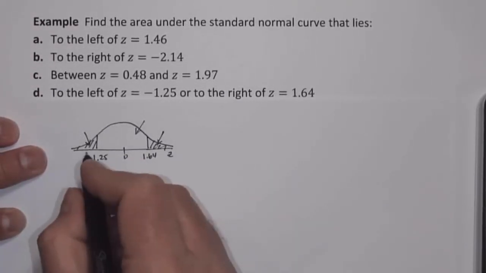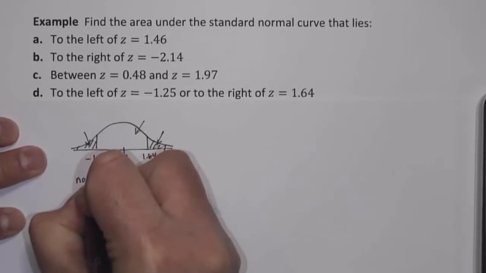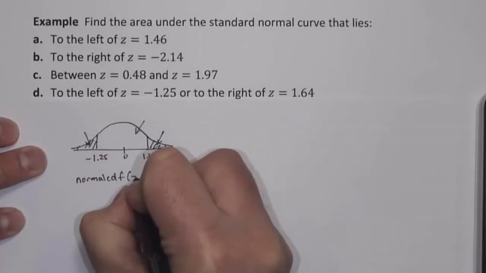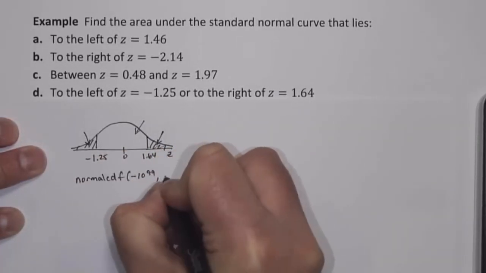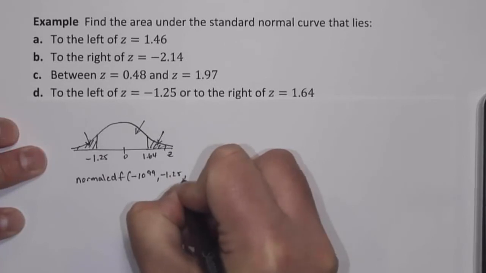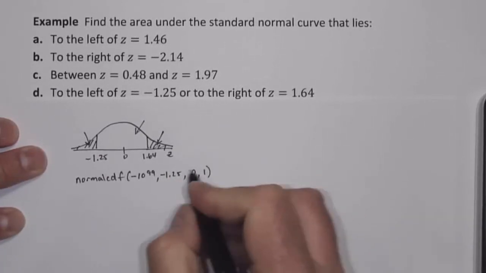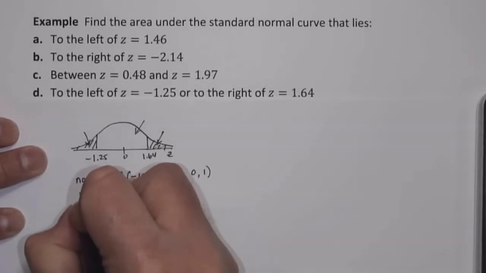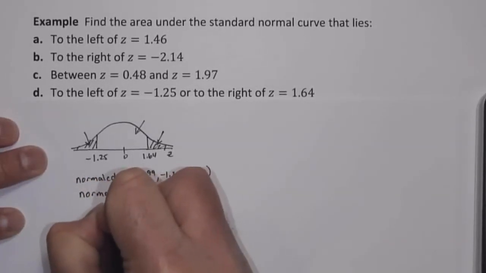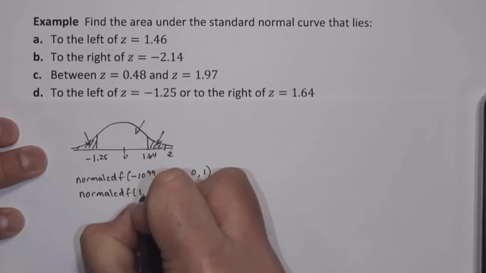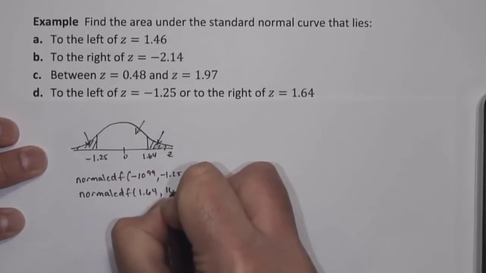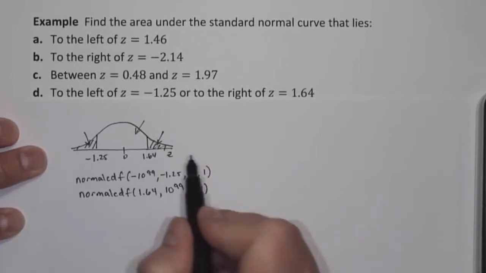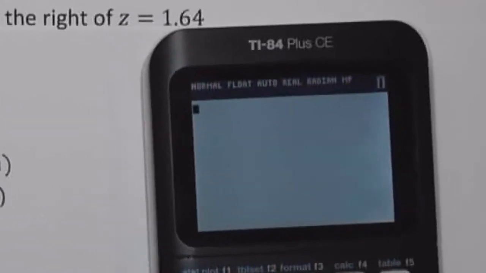So to find this area here, we would do normal CDF. We don't have a left bound, so we would use a big negative number to negative 1.25 with a mean of 0 and a standard deviation of 1. That's going to give us the area to the left of negative 1.25. And then if I do normal CDF, 1.64 to a big positive number with a mean of 0 and a standard deviation of 1. That's going to give us the area to the right. Okay, so let's do each of those.